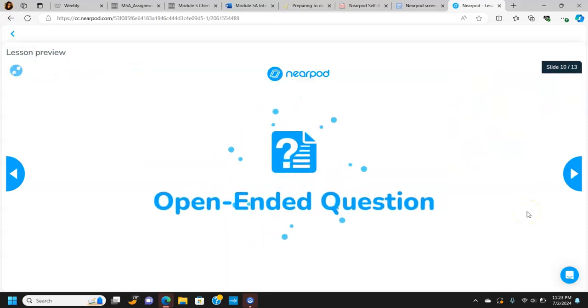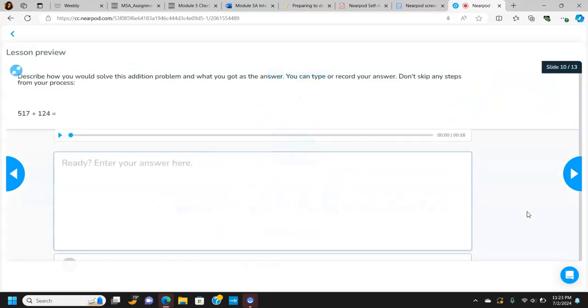After that, there are two open-ended questions that each include one math problem, and students are told to explain how they would solve this problem. They can explain through writing or through a recorded audio. This is one of the ways I provided accessibility.